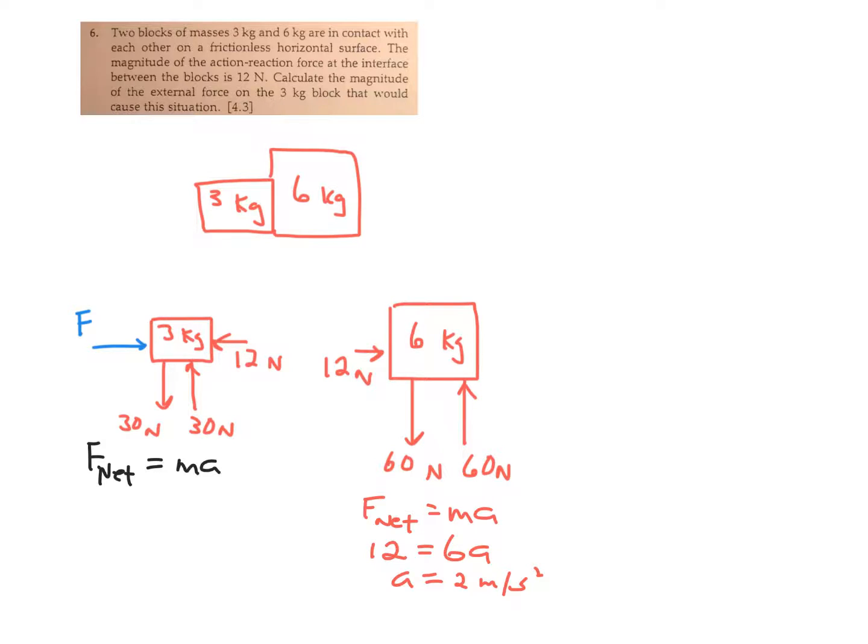But the little block has two forces, once again no friction. The bigger force is F that I've indicated in blue. So it will be F minus 12 equals 3 times 2, which we now know from what I just calculated. So 3 times 2 is 6, plus 12 is 18. F is 18 newtons.